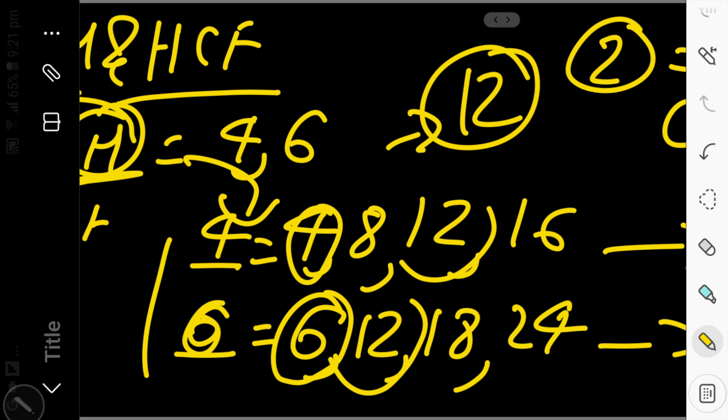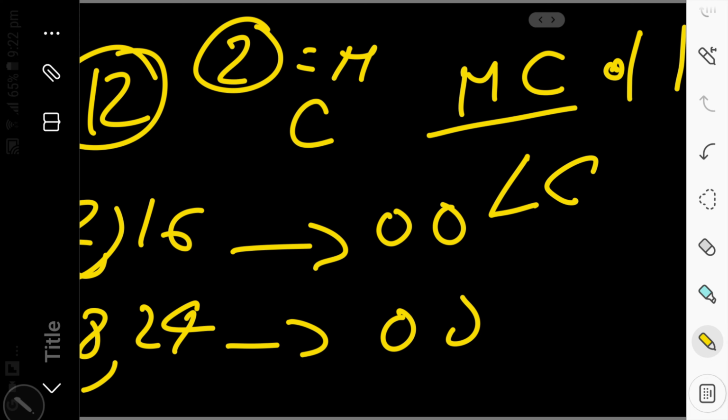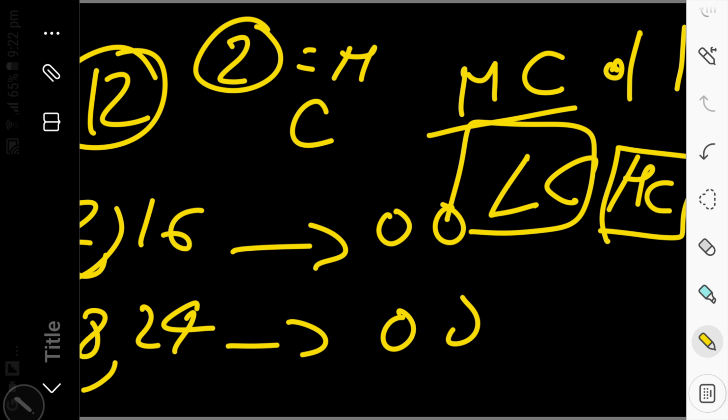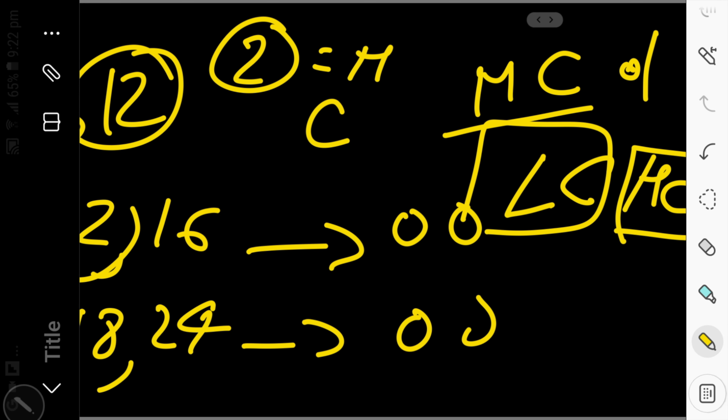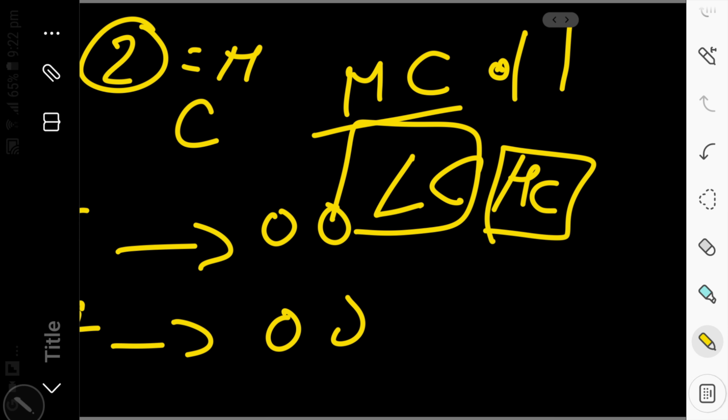If we go further, we will find more other common multiples, but we are asked to find the least common, not the highest common. Highest common is not possible because there are infinite numbers we can multiply with. That's why we find the least common. Least common means the lowest common multiple, or the number that is lowest.